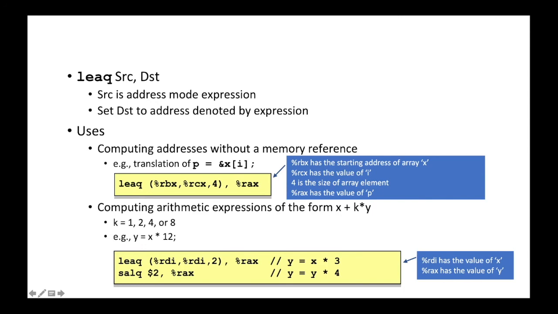Another use case of LEA instruction is a kind of trick that compiler takes advantage of. When we have multiply by 12, for example, compiler can generate LEA and SAL instructions instead of a multiply instruction, because these two instructions run faster than a single multiply instruction. Multiply instruction usually takes a long time to execute on hardware.